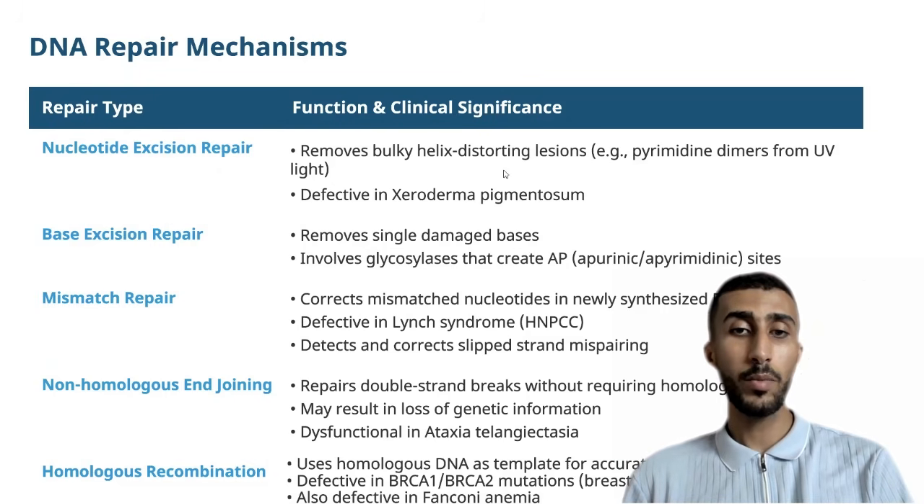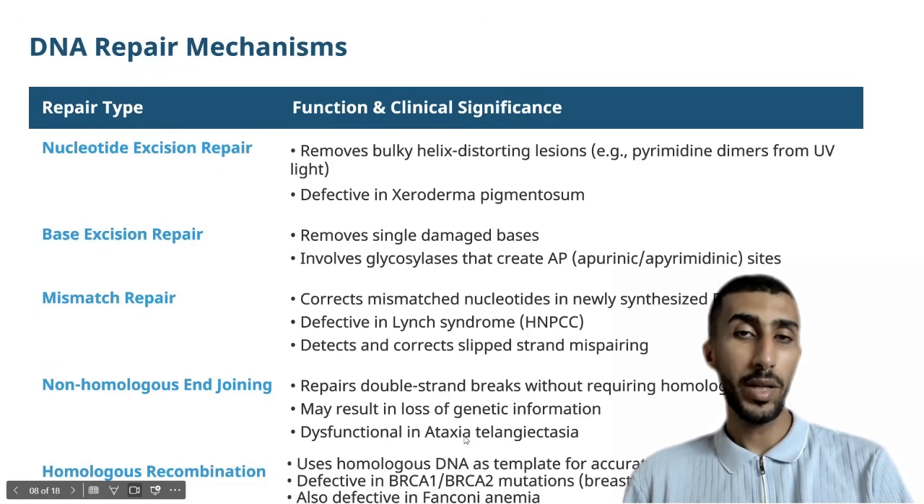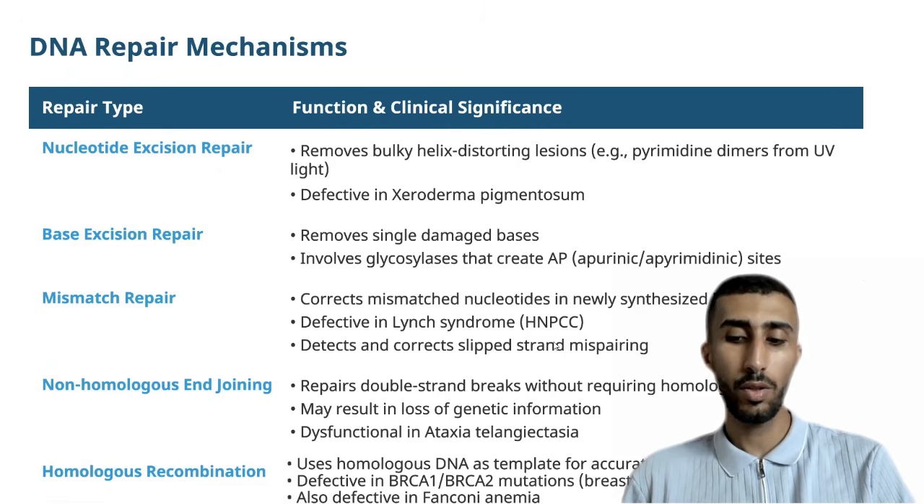So the nucleotide excision repair removes the bulky helix-distorting lesions and is defective in xeroderma pigmentosum, whereas base excision repair removes single damaged bases. And the mismatch repair, you have to memorize this, is associated with Lynch syndrome, hereditary non-polyposis colorectal cancer. Non-homologous end joining goes with ataxia telangiectasia, versus homologous recombination defect, which is with BRCA1, BRCA2, and Fanconi anemia. So: BRCA1, BRCA2, Fanconi anemia, defective homologous recombination; non-homologous end joining, ataxia telangiectasia; nucleotide excision repair, xeroderma pigmentosum; mismatch repair, Lynch syndrome. These are very high-yield things to memorize.